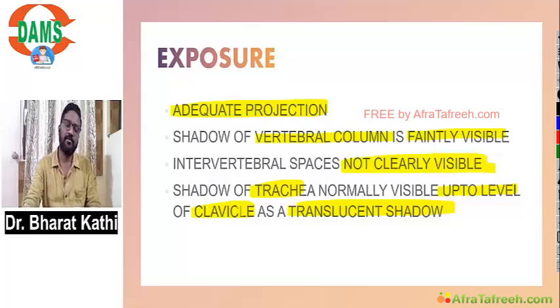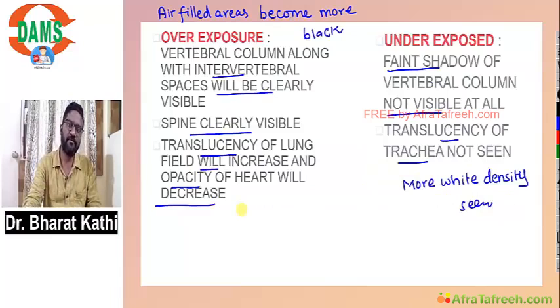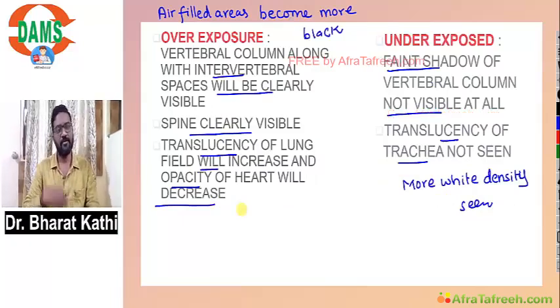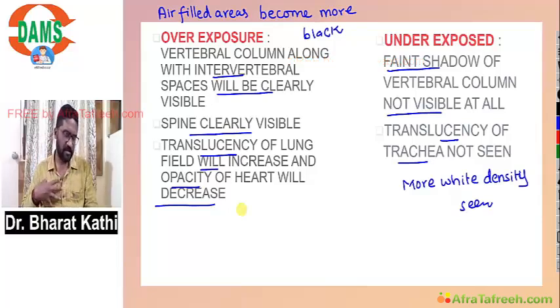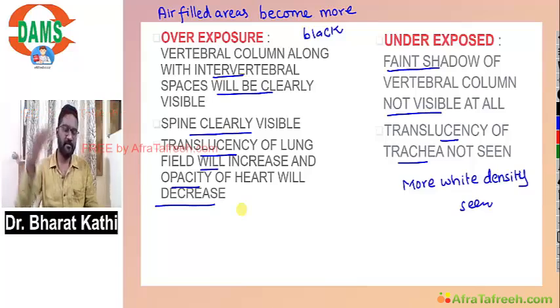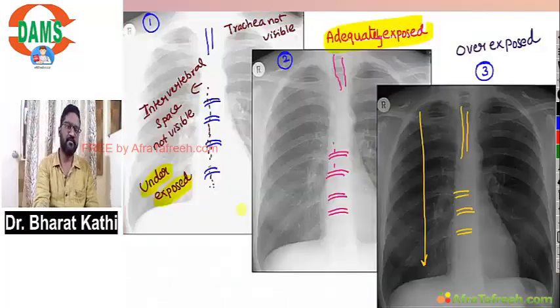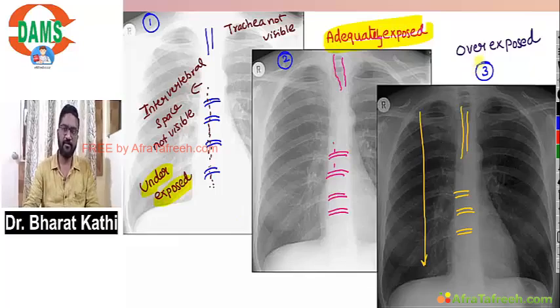If he asks you, when do you call it underexposed? When you are unable to see the shadow of the trachea, when you are unable to see intervertebral spaces. When do you call it overexposure? When you see the shadow of the trachea very well, and the translucency of the lung fields appears very black, and the vertebral column with intervertebral spaces is very clearly visible. So this is how you should know what is underexposed, what is adequately exposed, what is overexposed.